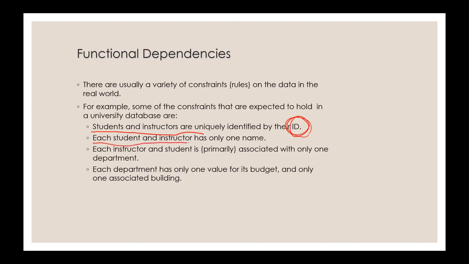Each student and instructor has only one name, so a person does not have more than one name. Each instructor and student is primarily associated with only one department. Let's say an instructor is teaching in more than one, they still have only one primary, and the other ones are secondary. Each department has only one value for its budget, and only one associated building. These are some examples of functional dependencies.